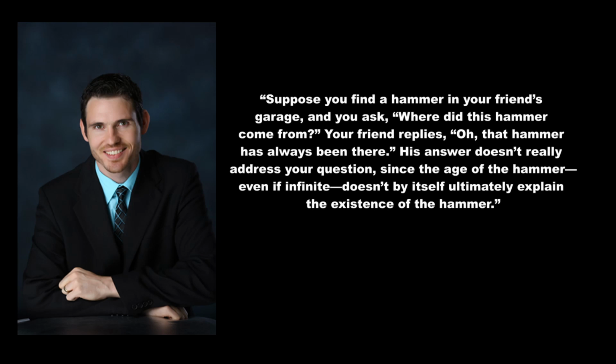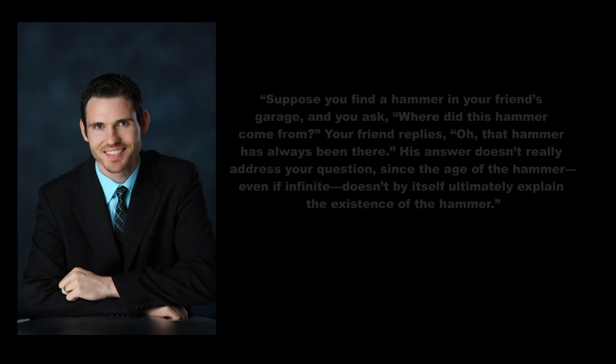To illustrate, philosopher Dr. Joshua Rasmussen proposes this story. Suppose you find a hammer in your friend's garage, and you ask, "Where did this hammer come from?" Your friend replies, "Oh, that hammer has always been there." His answer doesn't really address your question, since the age of the hammer, even if infinite, doesn't by itself ultimately explain the existence of the hammer. So this argument leaves open whether or not there is an infinite chain of contingent things, because the amount of contingent things cannot build necessity.